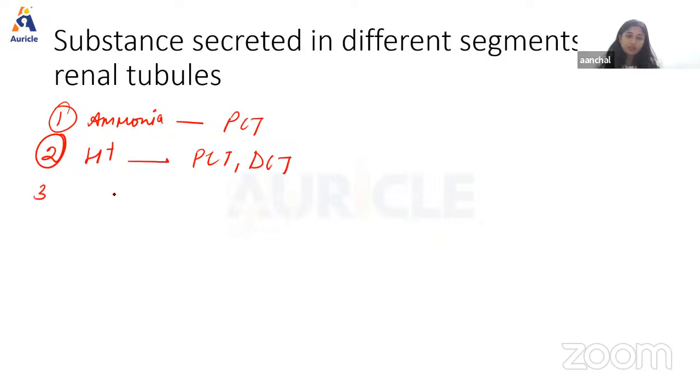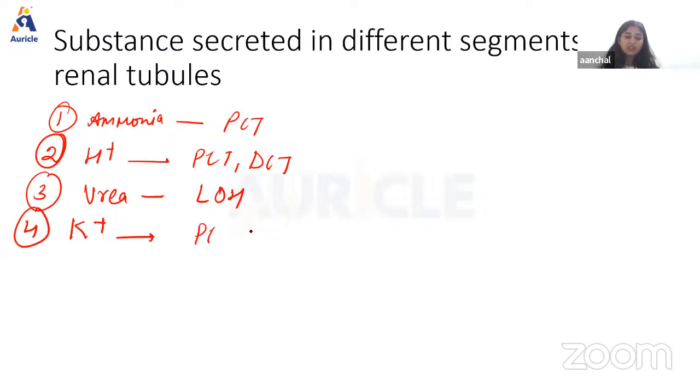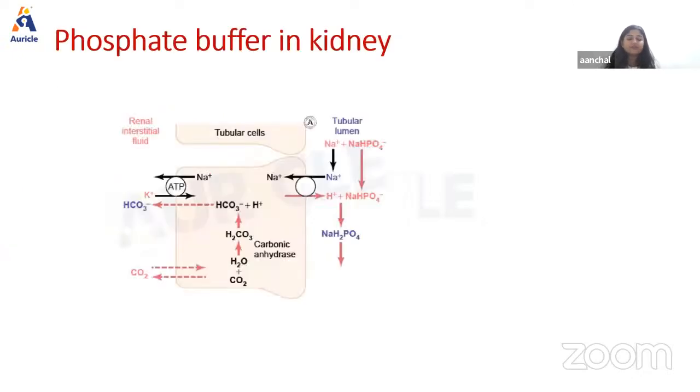Then urea is there, which gets secreted in the loop of Henle, and potassium, which is actively secreted by the sodium-potassium pump in the PCT, DCT, and collecting tubule. Okay, so these are the different substances that get secreted in the renal tubule. Then we have the phosphate buffer system inside the kidney.